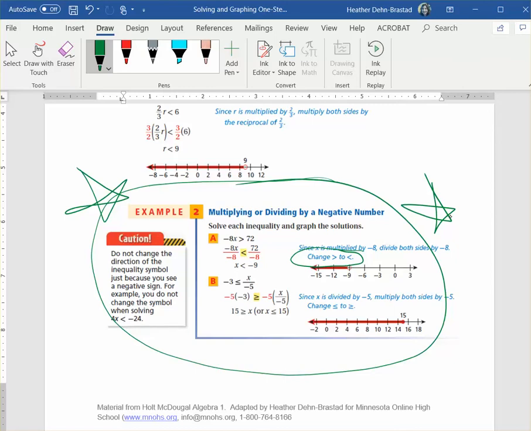So we divide both sides by negative 8. We change the less than to a greater than, and 72 divided by negative 8 is negative 9. So then we graph the solution. That would be an open circle at negative 9 and all the numbers to the left.